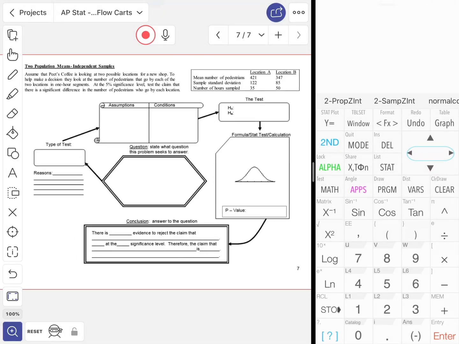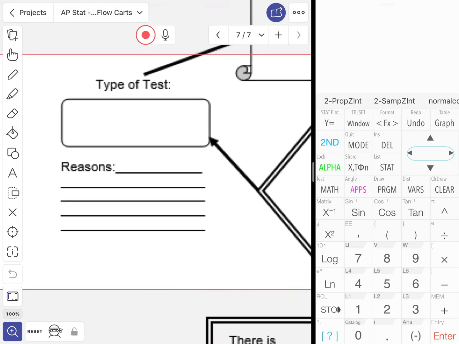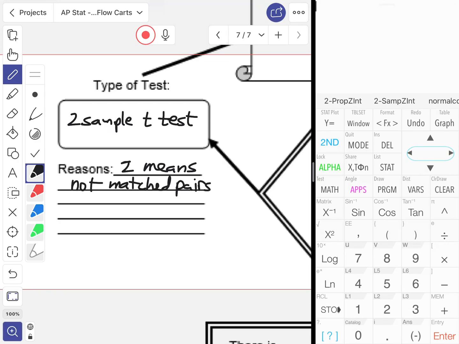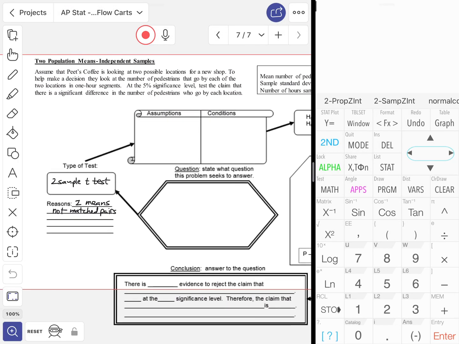All right, so the last page in this packet, two population means independent samples. This is much more straightforward because we're talking about means. I'm actually going to jump right to the type of test here. It's going to be a two-sample t-test. We're testing a claim about two means, and also it's not matched pairs. So I figured I'd get that out of the way.